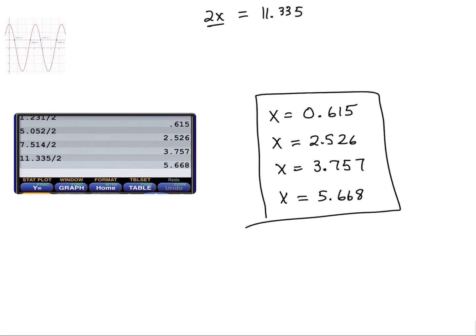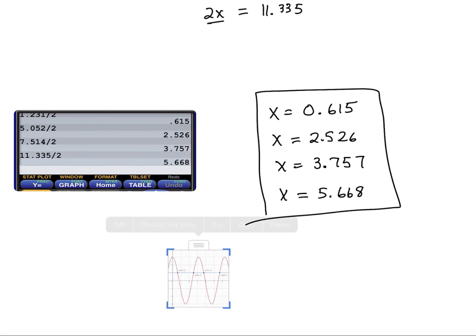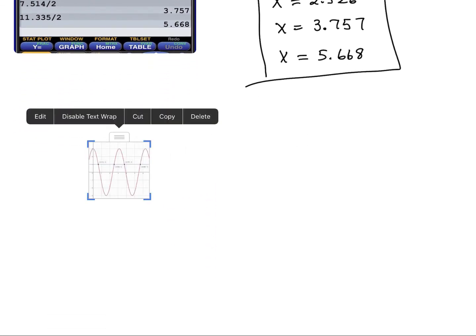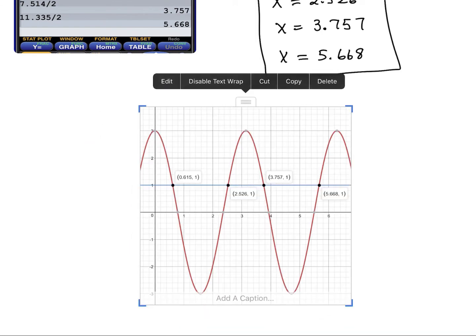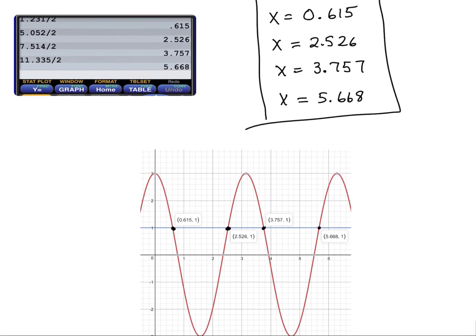And now the last thing to do is take a look at the graph of the original function. I use Desmos for this one because Desmos allows me to not only graph the original, but then I just click on these points. So I just click on the point on Desmos, and then it shows you the point and it shows you the solution. This one is correct, 2.526, 3.7, yes, and the last one is correct. What a great day.